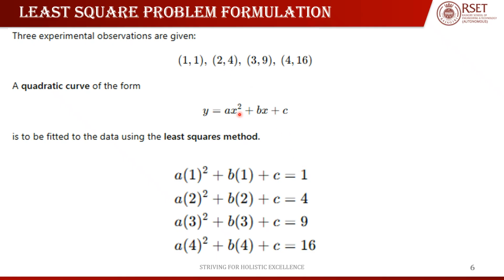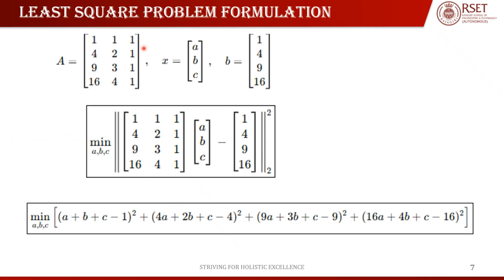And for the second one the x value is equal to 2, so 2 square is 4, so 4a plus 2b plus c is equal to your y value, 4. Okay, in a similar way form the equations using the other two values also. So you have these equations, and now convert them into the matrix. Your matrix will be, first row 1 1 1, then the second row 4 2 1, 9 3 1, and it would be 16 4 1, is it? Yeah, this is your matrix, and your x will be a b c and your b will be equal to 1 4 9 16 correspondingly.